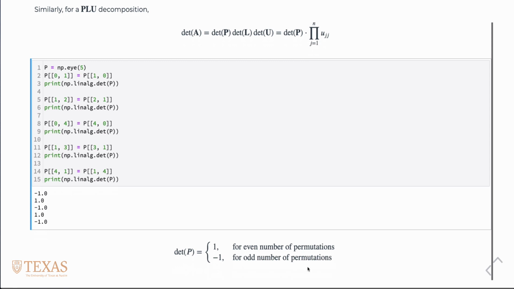So what that means is that in order to compute this, we don't have to actually store P, but rather just store the number of permutations of P and then set this equal to either positive 1 or -1 based on the number of permutations. Then compute the determinant of U via the diagonals of U. And so that's how we can use the LU or the PLU decomposition to find the determinant of a matrix.